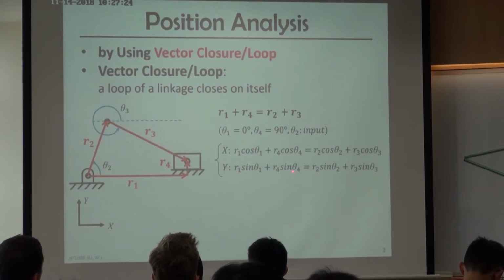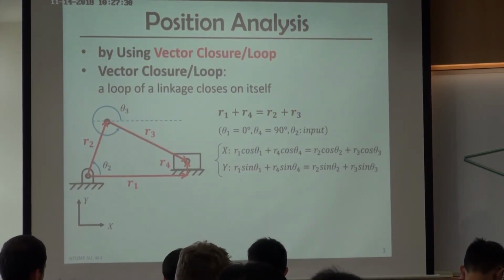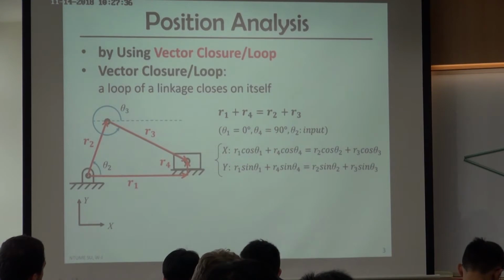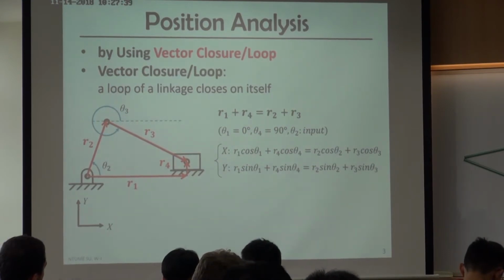For the second equation, the y component, because theta 1 is 0, R1 sine theta 1 is going to be 0. And R4 sine theta 4 is going to be R4. So it becomes like this, the second equation on the board.